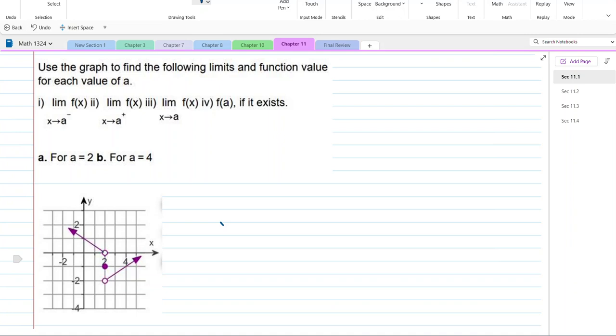For a equals 2, we want the limit as x approaches 2 from the left for f of x. All right, so from the left, it approaches the limit as x approaches 2 from the right. So as it approaches 2 from the right, it's negative 2.